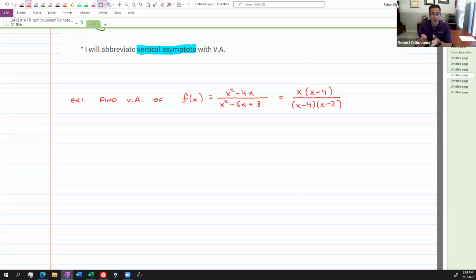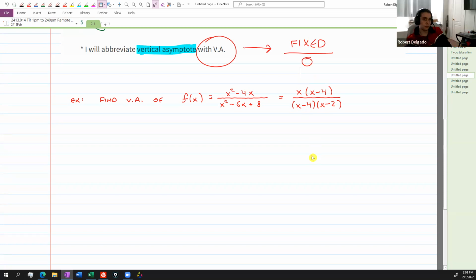I'm trying to find the vertical asymptote. So I'm really trying to figure out, is there anywhere where I get a fixed number on top and zero on the bottom? Can somebody tell me a place that happens? X, well, four. Okay, so Robert, think about this. At four, are you getting fixed over zero, or are you getting zero over zero? If I plug in four, won't I get zero on top and bottom? Right, so that's not going to be fixed.